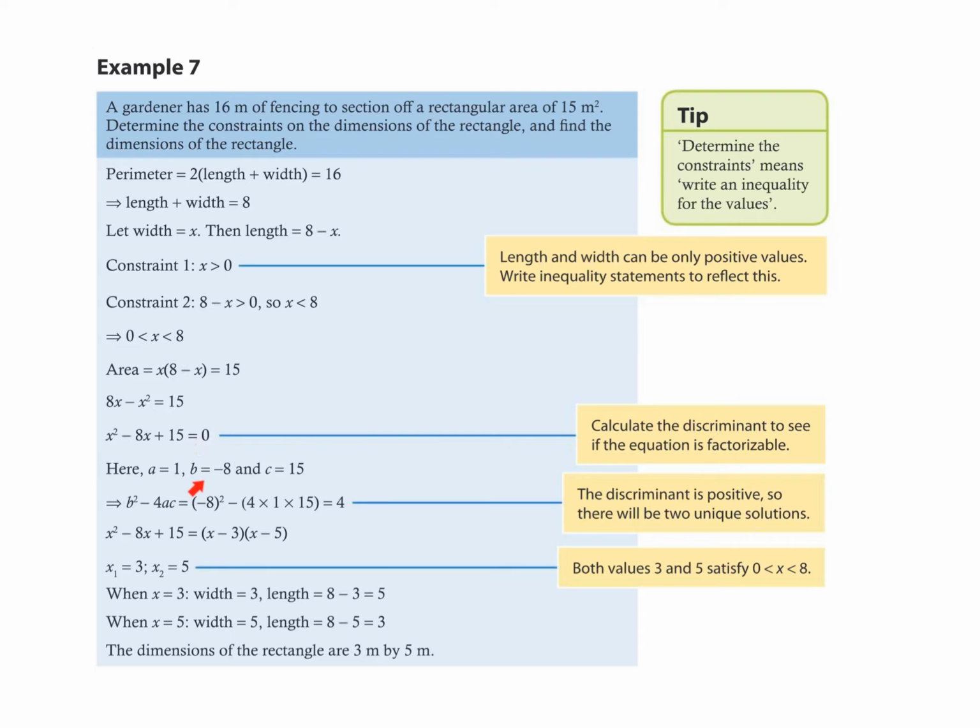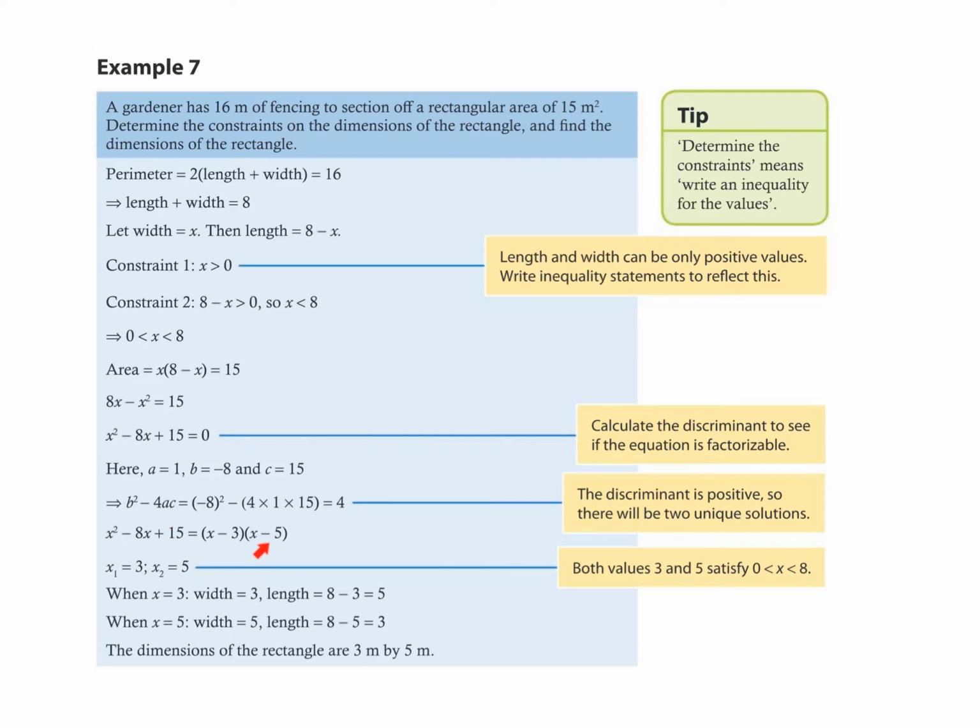So we said a is 1, b is minus 8, and c is 15. Okay, so that matches. b squared minus 4ac is minus 8 squared minus 4, and then a is 1 and c is 15. Now that equals 4. So that's 64 minus 60, and that equals 4. The discriminant is positive, so there'll be two unique solutions. We've seen that in previous exercises.